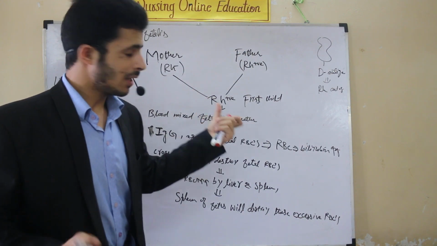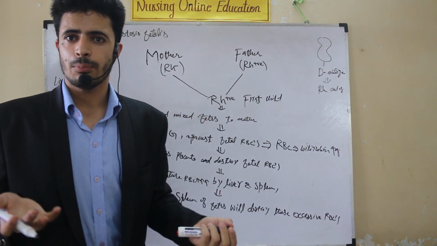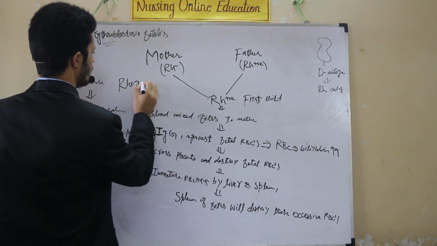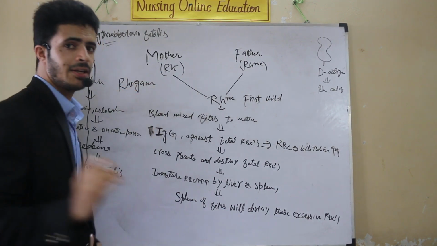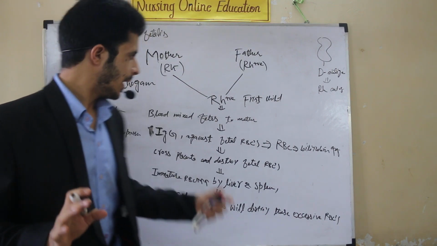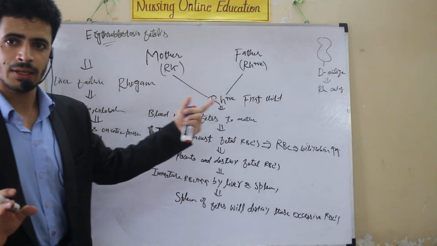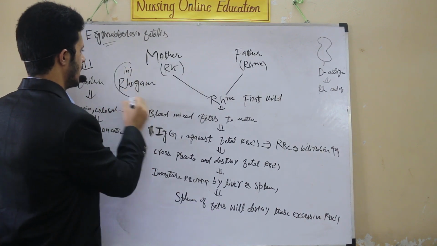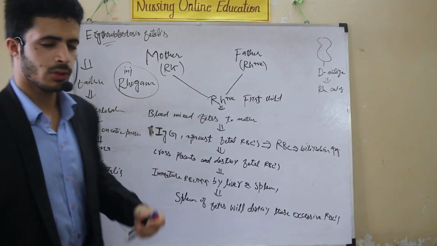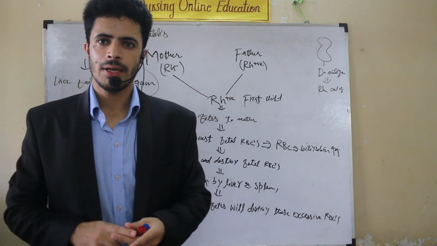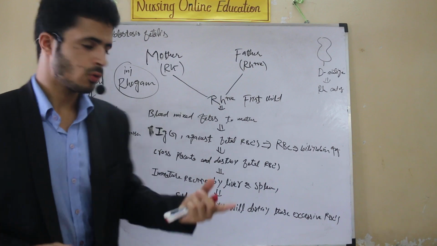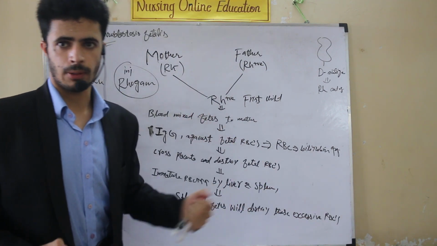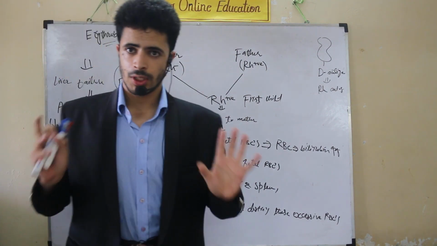And here, what will be the management? The most important management that we all know is RhoGAM. RhoGAM is called anti-D. Here there is D antigen, so anti-D antibodies we are giving. One of the main injections is injection RhoGAM that we are giving to the mother after the first pregnancy, so that in the second pregnancy there will be fewer chances of this kind of complication. So this was all about erythroblastosis fetalis.